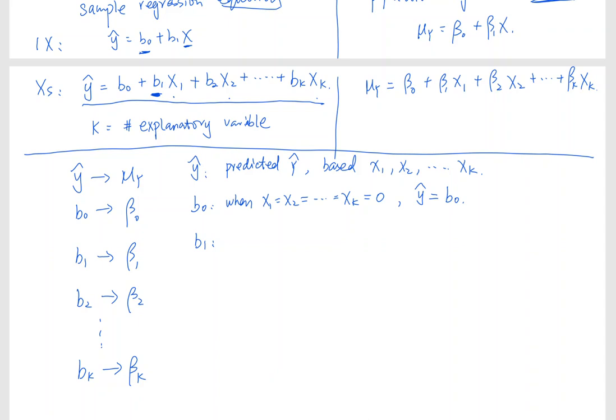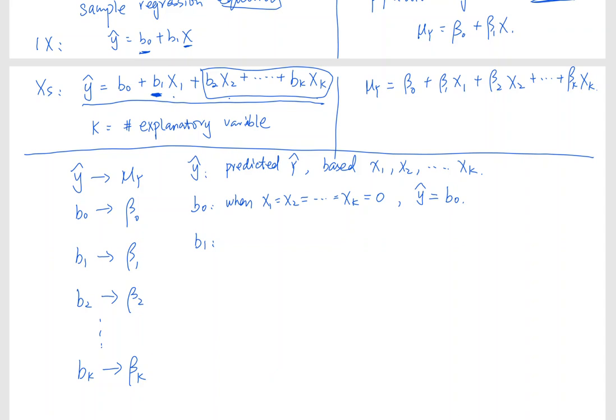Alright, so be careful how you can increase this one and this just increase by that. We have a condition: conditional on when the other terms are not changed, then when you increase x1 by 1 unit, y hat will increase by b1.